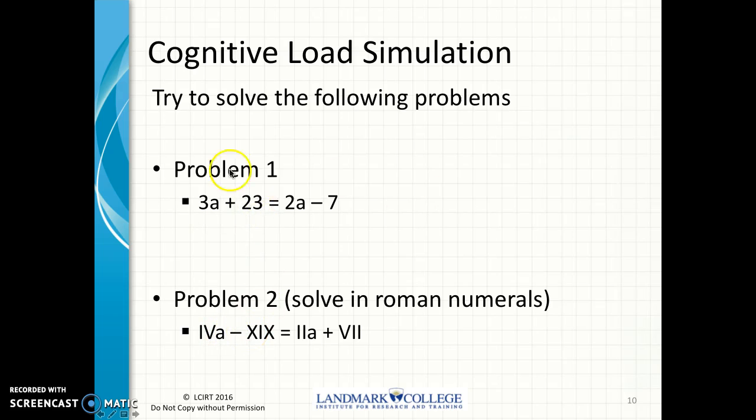The key distinction between this problem and the problem down here is that we're fluent with the Arabic numerals. We use them all the time, so our brain efficiently and automatically decodes them. We don't have to think about it. It's just automatic, very little cognitive processing needed, very low extraneous load.